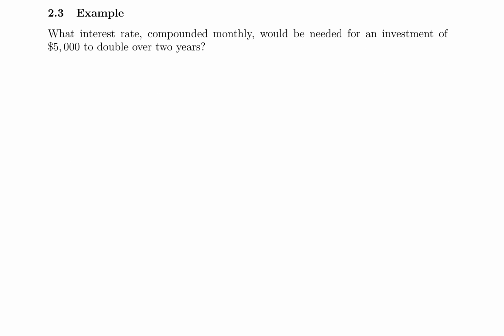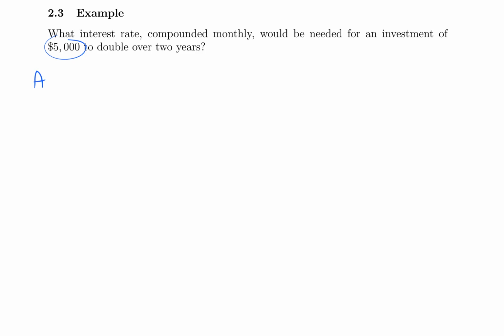Let's take a look at one more example here. What is the interest rate compounded monthly that would be needed for an investment of $5,000 to double over 2 years? So this is what we call a doubling problem. You can do doubling problems, you can do tripling problems, any sort of multiple. It doesn't matter how much we invest. We're going to see that knowing this $5,000 isn't actually going to be important.